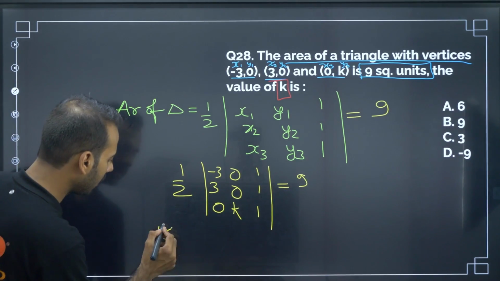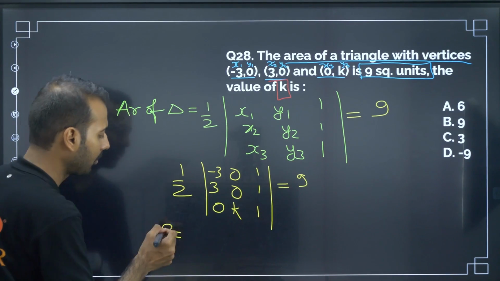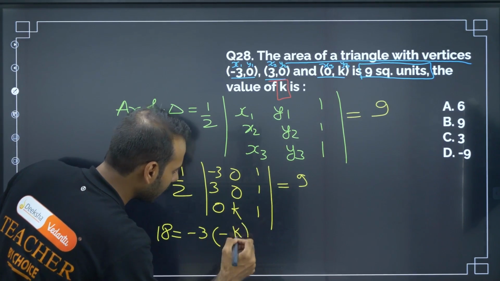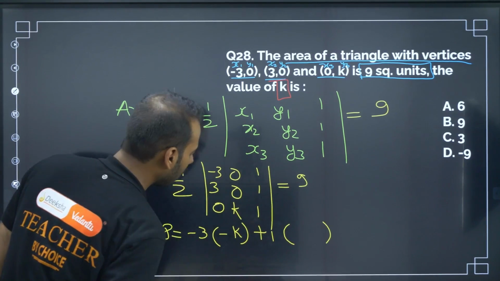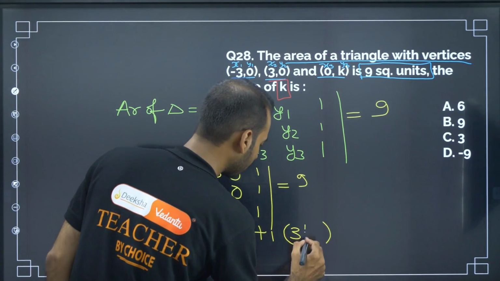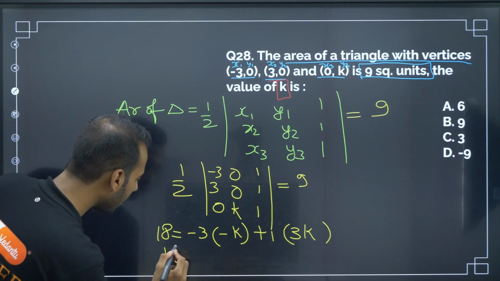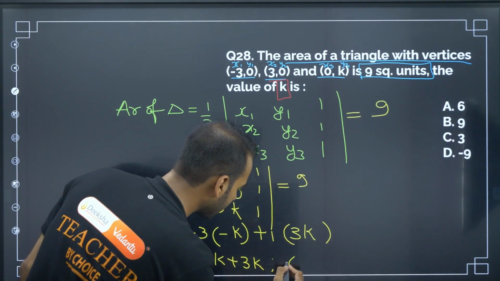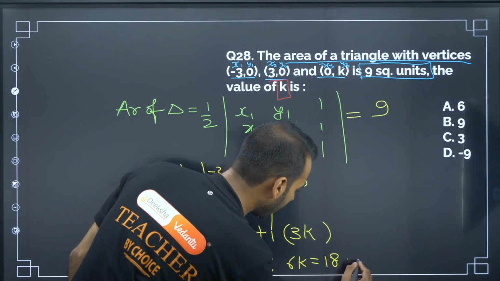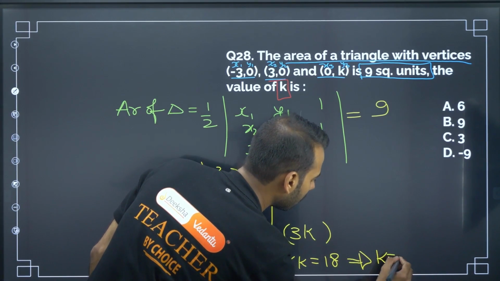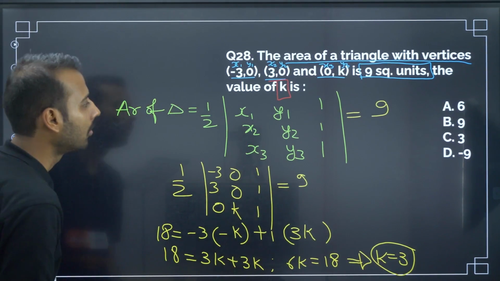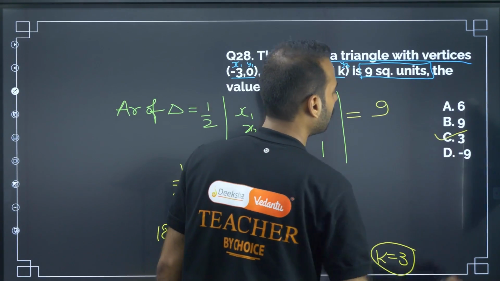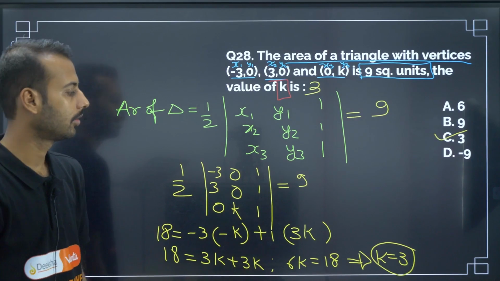So if I transpose 2 to the other side, this becomes 18 is equal to minus 3 times (0 minus k), plus 1 times (0 plus 3k). So 18 is equal to 3k plus 3k, so 6k is equal to 18, which implies k is equal to 3. K is equal to 3. Is there any such option? The value of k is 3. So 3 is the answer for this.